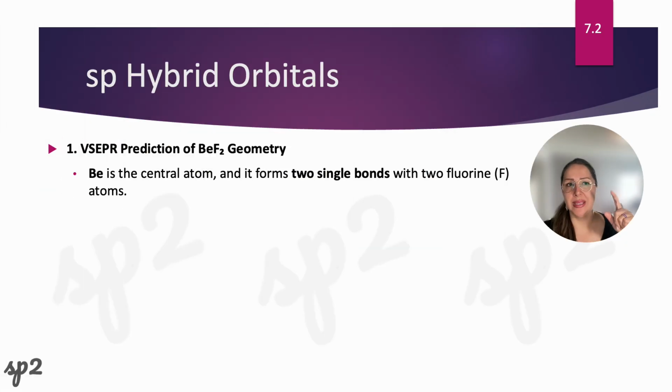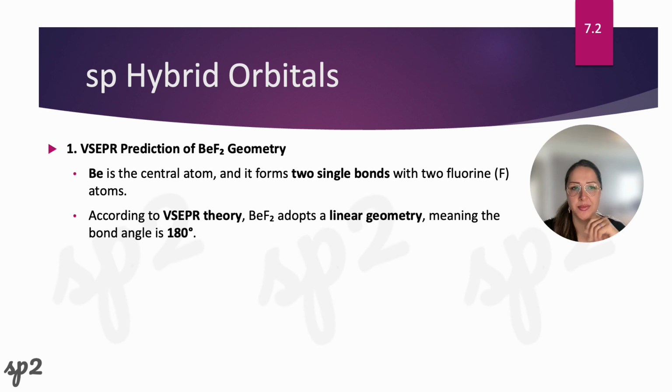Let's talk about the sp hybrid orbitals first. The example that I have for you is BeF2. Starting with your VSEPR prediction for the geometry of this molecule: beryllium is the central atom, and it forms two single bonds with the two fluorine atoms. According to VSEPR theory, this is going to be a linear geometry, and the bond angle has to be 180 degrees.